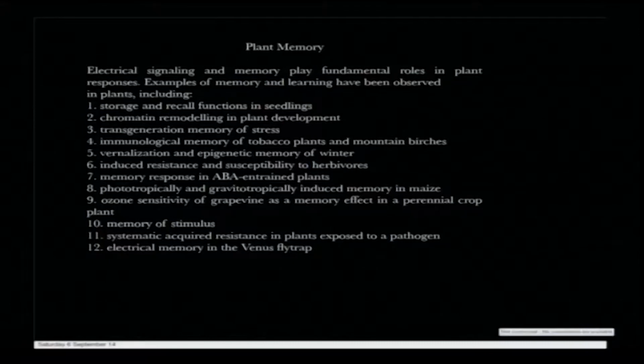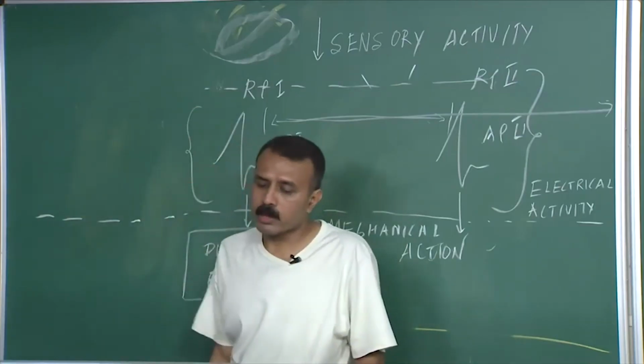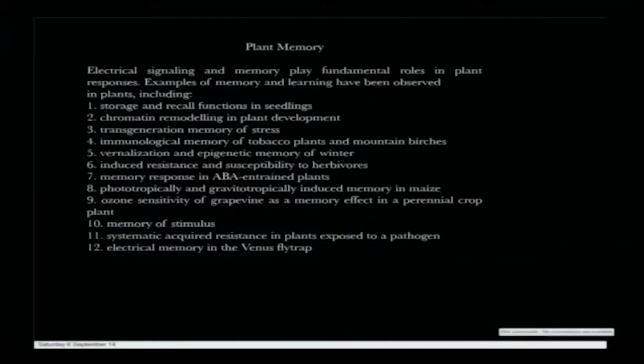Then the 10th one, which we have talked about, the memory of a stimulus. This is exactly what we talked about. This is called the memory of the stimulus we have talked about. Then you have the 11th one, you see in the slide, systemic acquired resistance in plants exposed to pathogens. Over a period of time, they act on it. Then you have the electrical memory in the Venus flytrap, the 12th one, what we have talked about here.